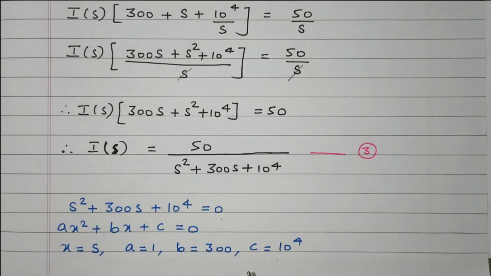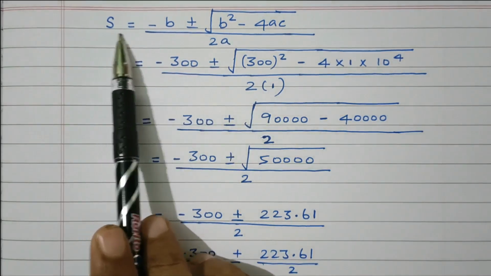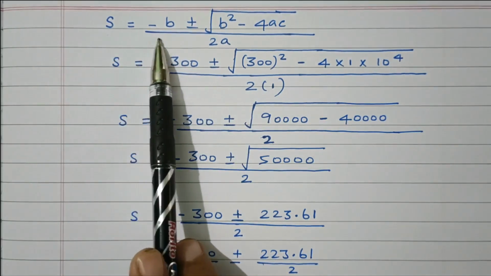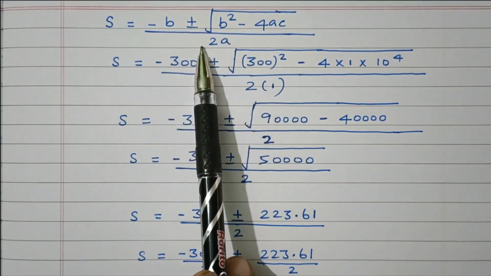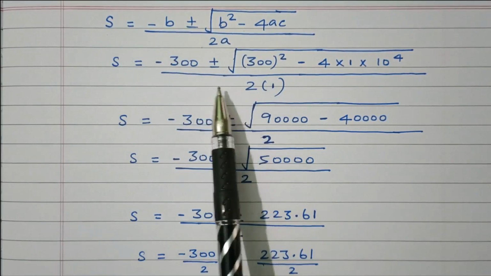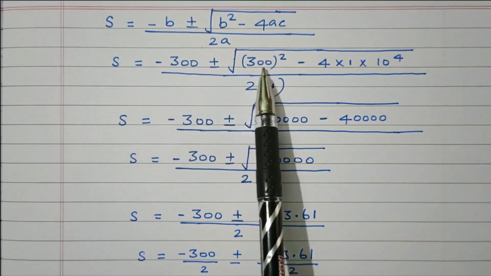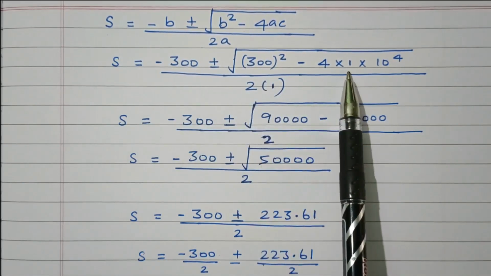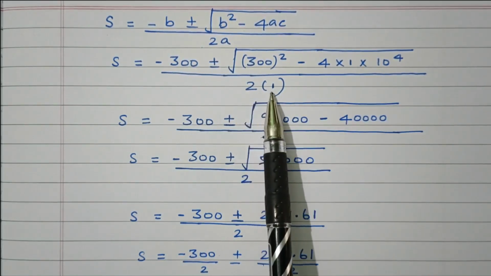Now we will solve this quadratic equation so that we get the two different roots. We know the standard formula is x equal to, here we are using s, equal to minus b plus or minus square root of b square minus 4ac, divided by 2a. So we can get the solution of this quadratic equation by using this formula. So s equal to minus 300 plus or minus square root of 300 square minus 4 into a value 1, c value 10 to the power 4, divided by 2a, 2 into 1.